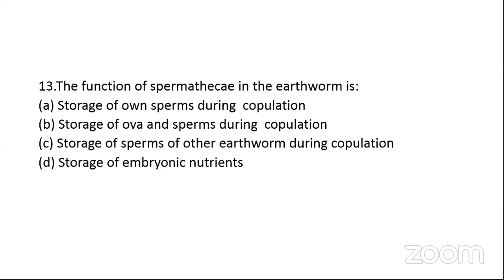Then 13th one. The function of spermathecae in earthworm is, so spermathecae will actually store sperms. It will store sperms. That is very important. So storage of own sperms during copulation, it is wrong. Storage of own ova and sperms, wrong. Storage of sperms of other earthworm during copulation, that is correct. Storage of embryonic nutrients, wrong.